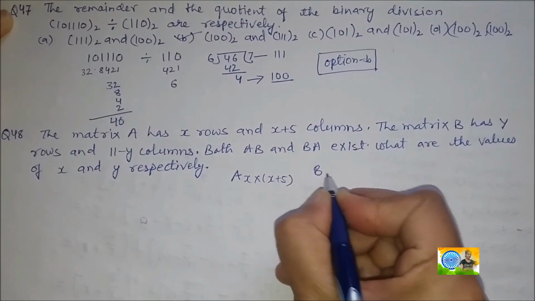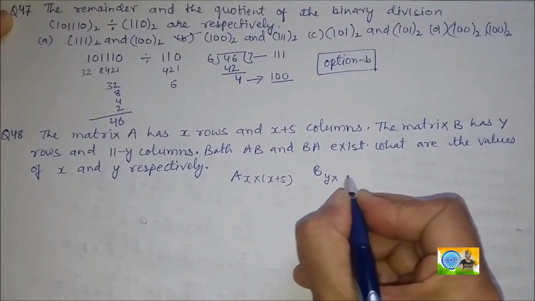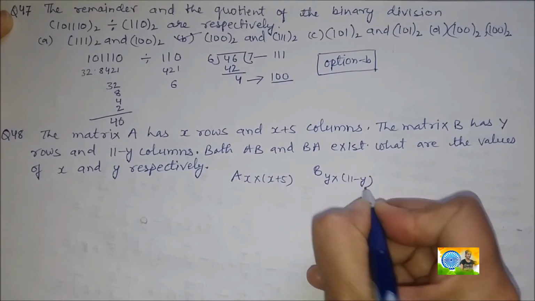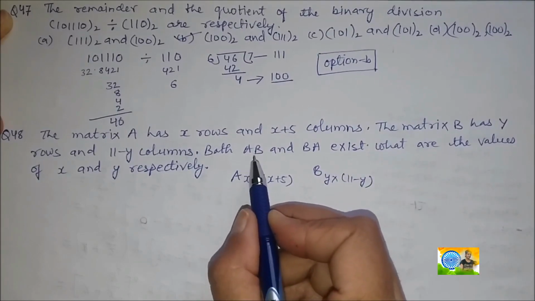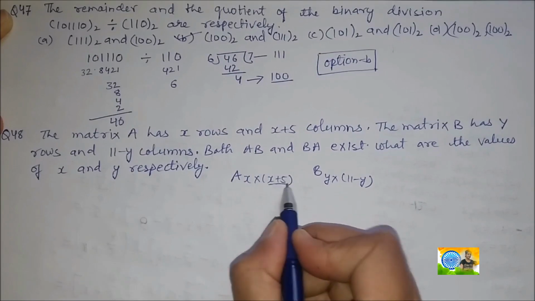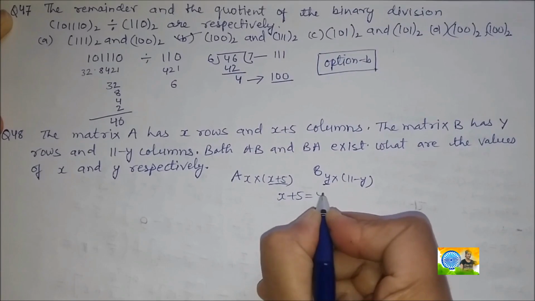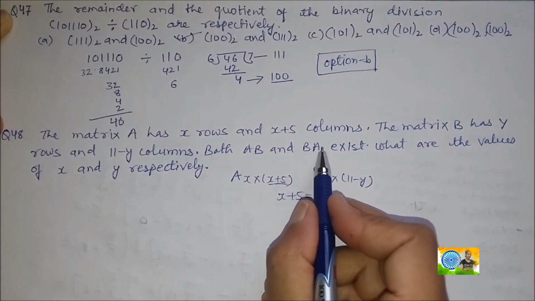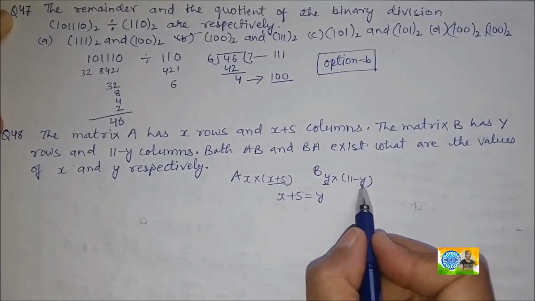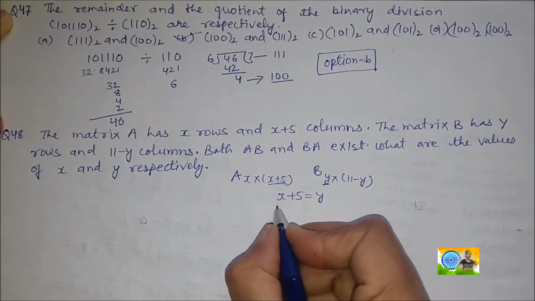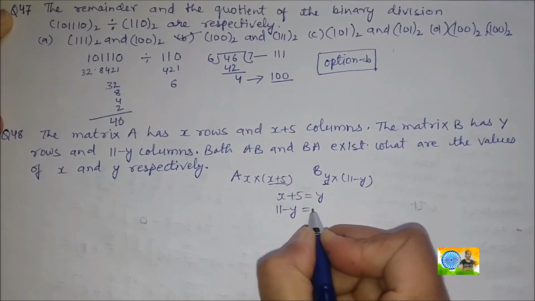Similarly, matrix B has y rows and 11 minus y columns. Also we are given that AB exists. AB exists means this x plus 5 should be equal to y. So x plus 5 is equal to y. Similarly, BA exists. BA exists means 11 minus y should be equal to x. So 11 minus y is equal to x.